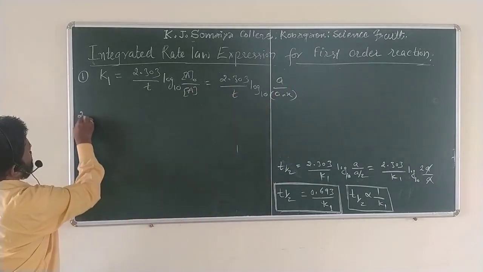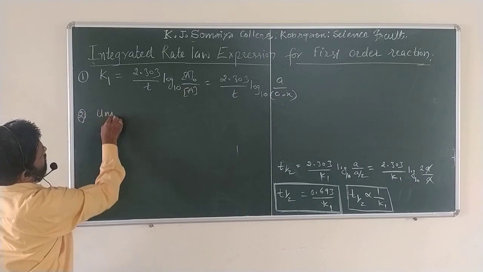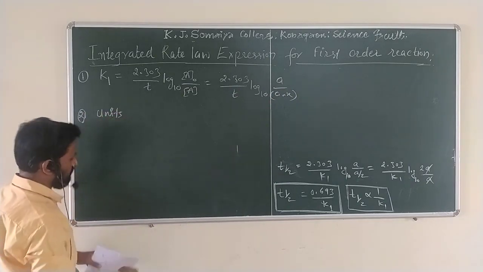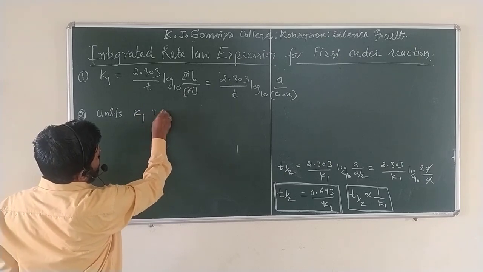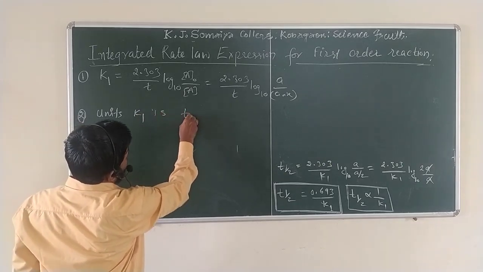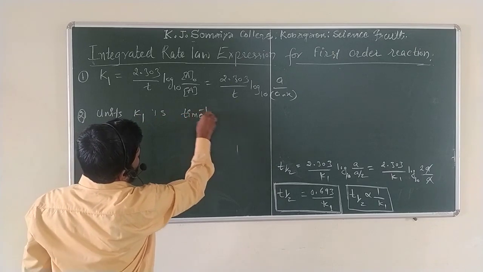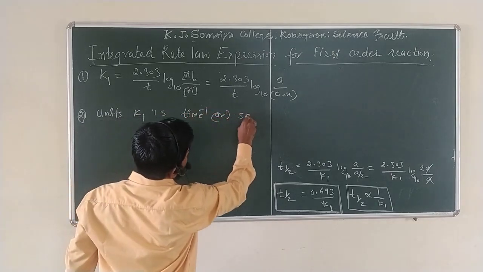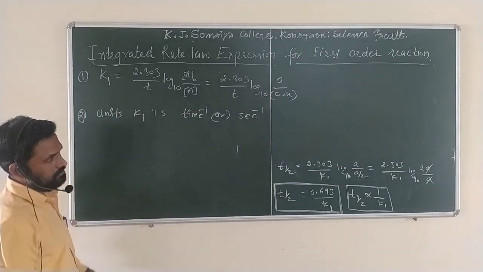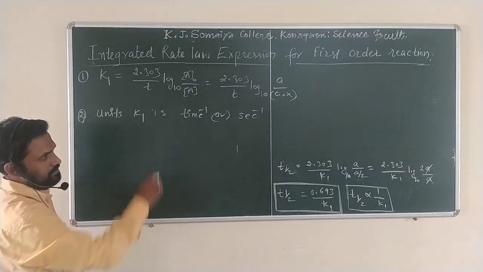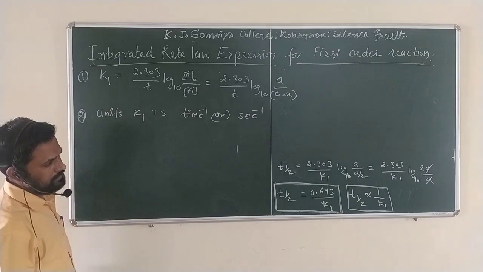And second, the units of the rate constant of first order, K1. What we studied is that K1 is per time, or simply per second. Always time we can consider in terms of seconds.